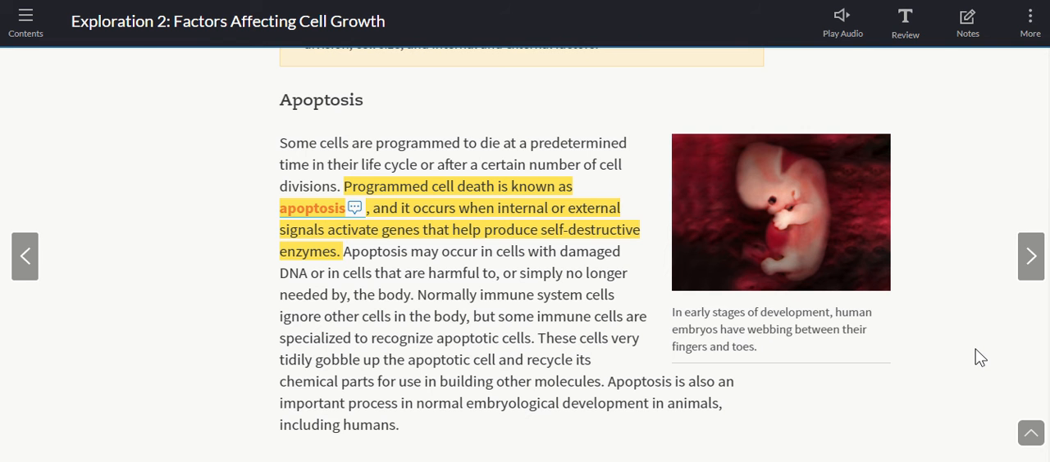Another application of this is in development. As you can see in this picture, when humans start out the development process, all of their fingers and toes are webbed. Well, as they grow, the webbing in between their fingers undergoes programmed cell death, undergoes apoptosis, and those cells go away, leaving us with more dexterity in our fingers and toes.